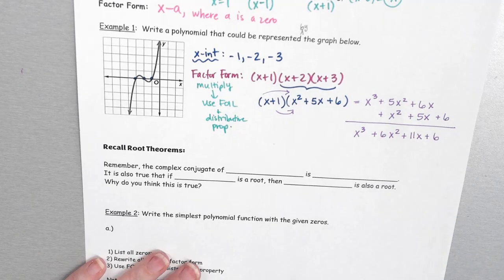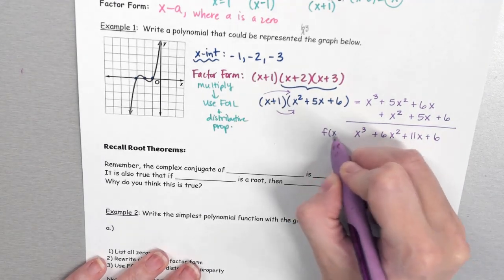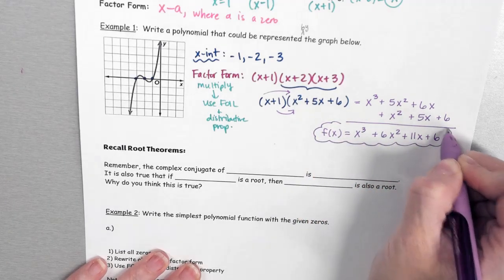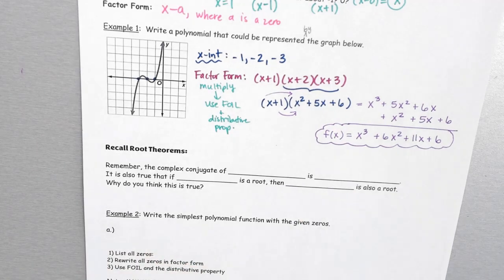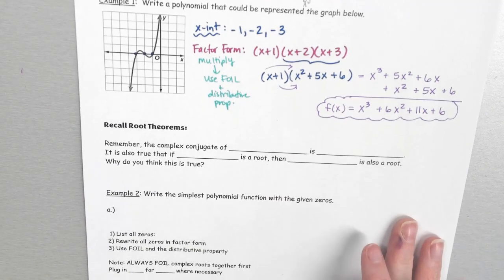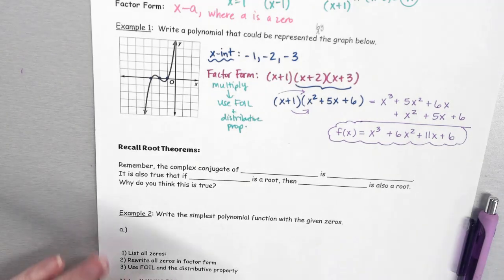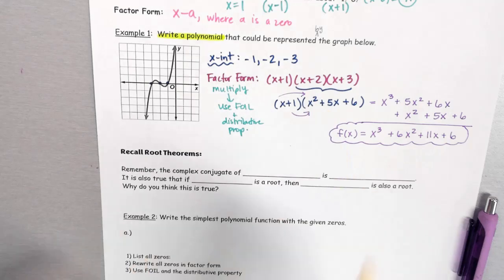Okay, and then since we're making a polynomial, we can call it f of x, we can call it p of x. You can pick whatever letter you want of x. Okay, and that is your polynomial function. Okay, so we're writing a polynomial.